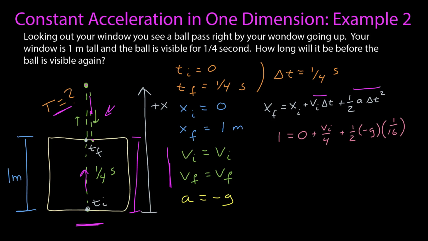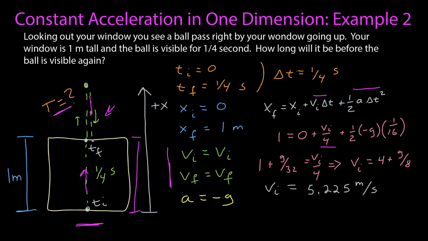So plugging in the numbers, I have a final position of 1 and initial position of 0. The time is 1/4, and then 1/2 acceleration negative g times the time squared, which is 1/4 squared, which is 1/16. Bringing the g over 32 to the other side, it becomes positive. And now if I multiply by 4, I get the initial velocity is 4 plus g over 8. So I plug in numbers at this point and find the initial velocity is 5.225 meters per second. I'm keeping all 4 digits here so I don't have rounding errors in my internal calculations. So I have the initial velocity.